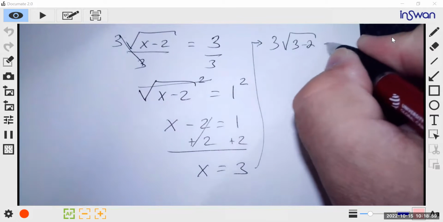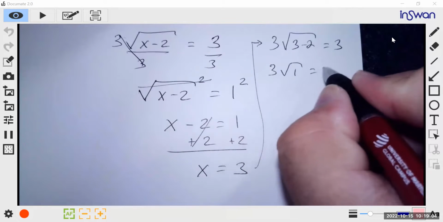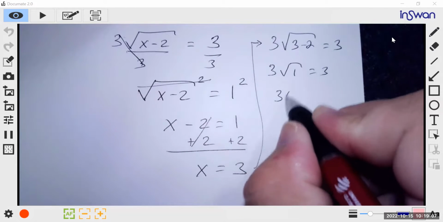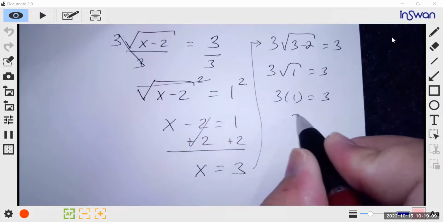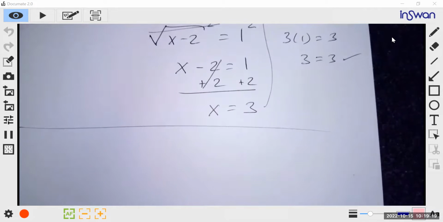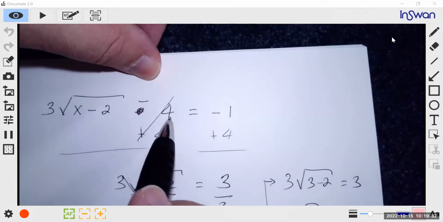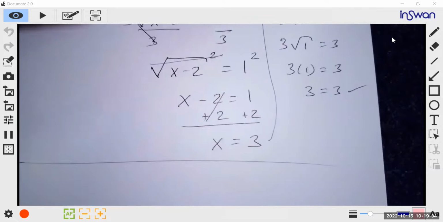Check it: 3 minus 2 is 1. Square root of 1 is 1. 1 times 3 is 3. So it works. Oh, yeah, you're right. I didn't go all the way up there. So this part would have been 3. 3 minus 4 is negative 1. I stopped because I had it covered with my hand.